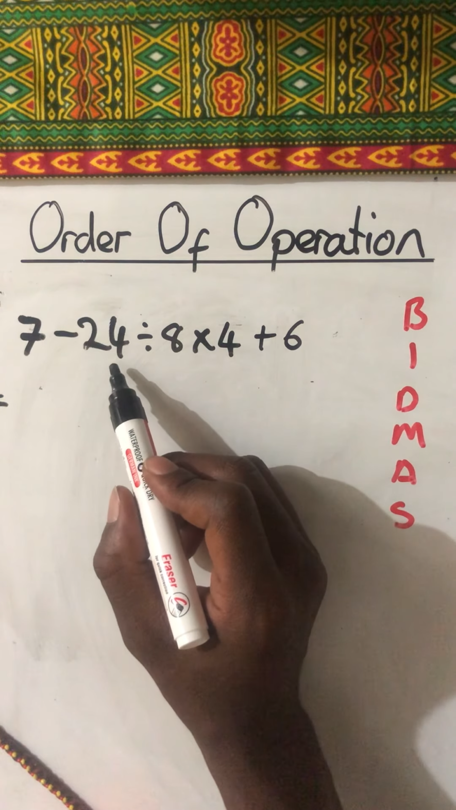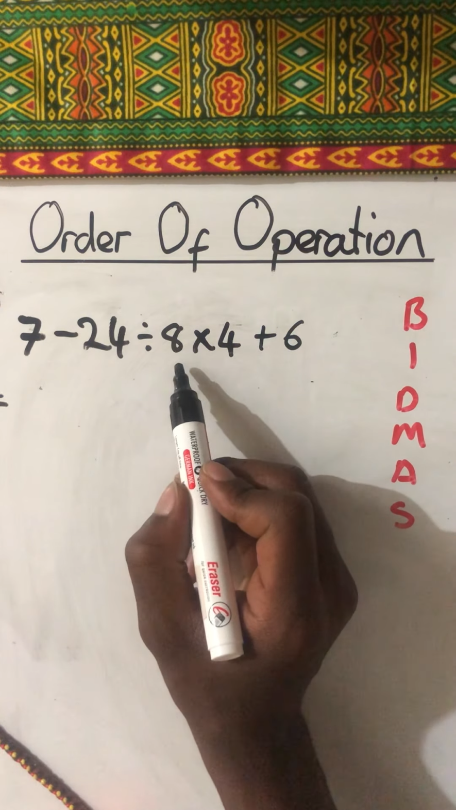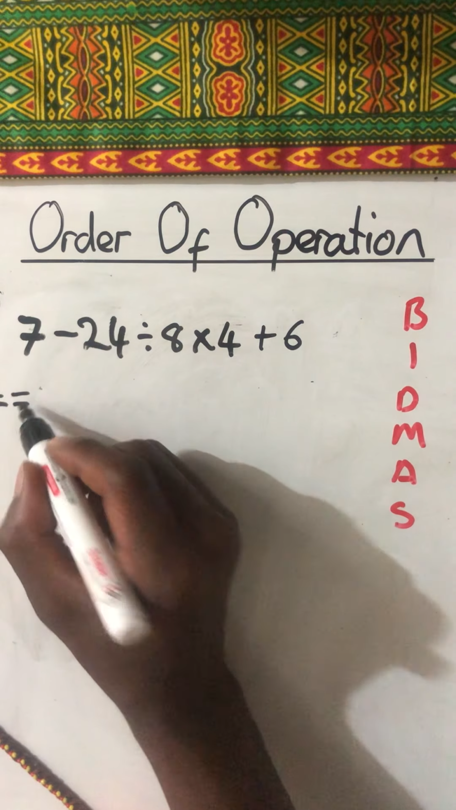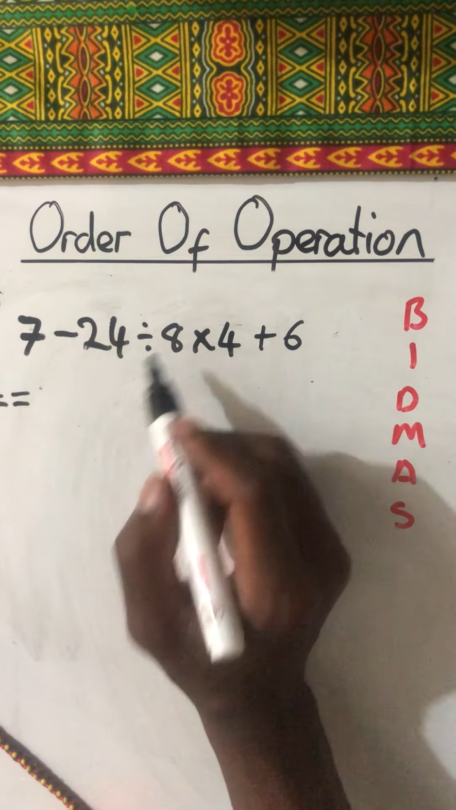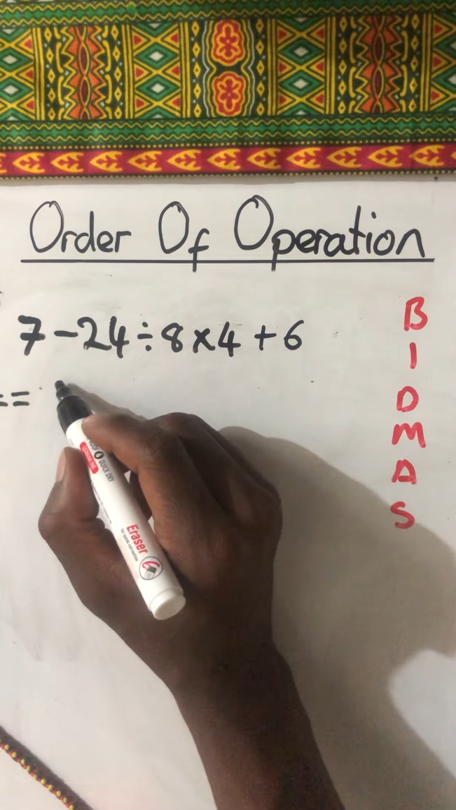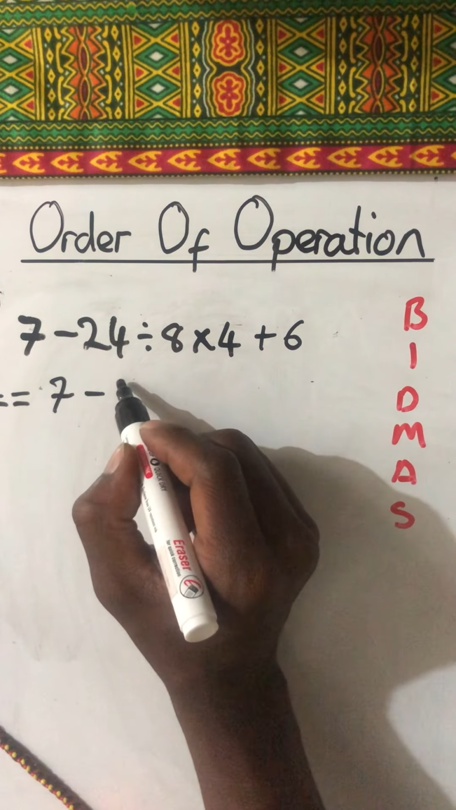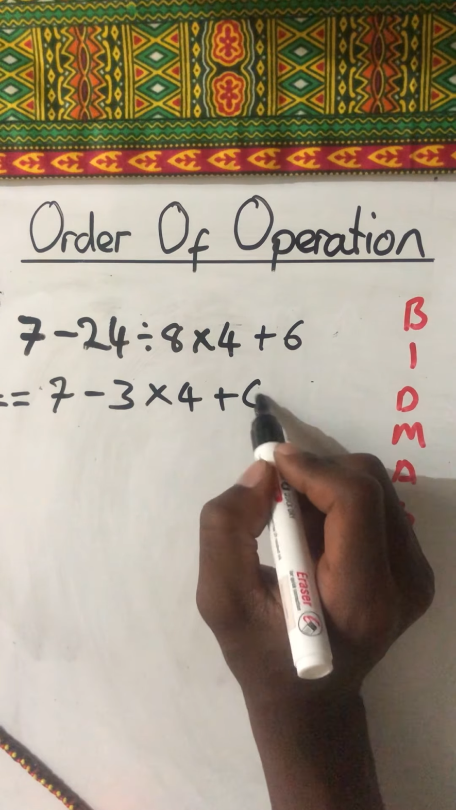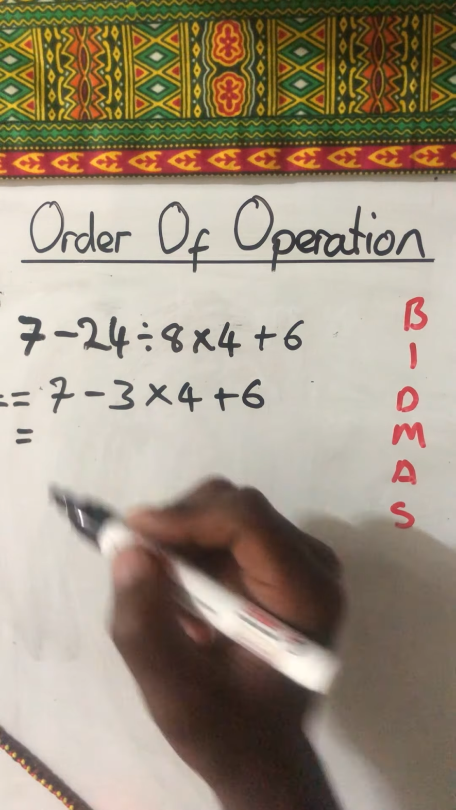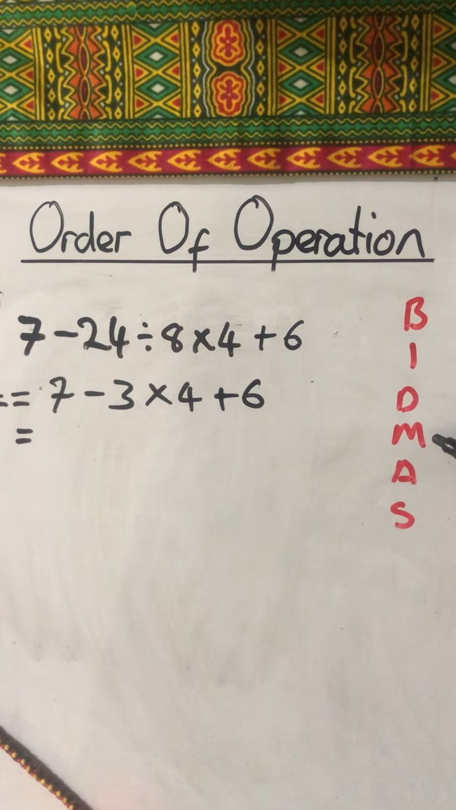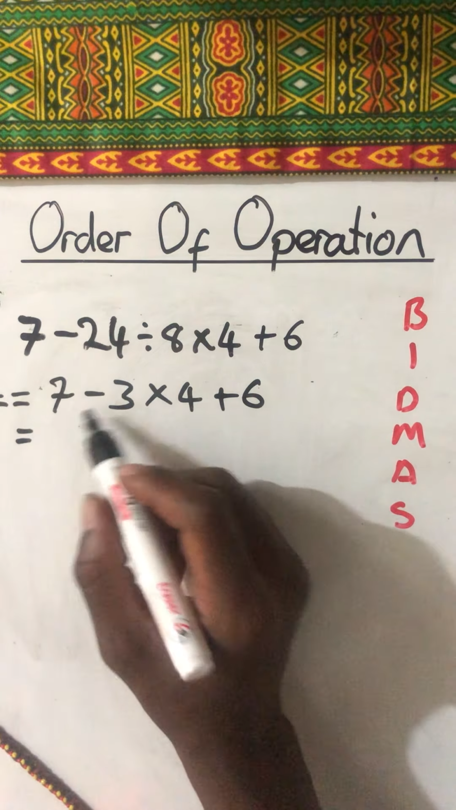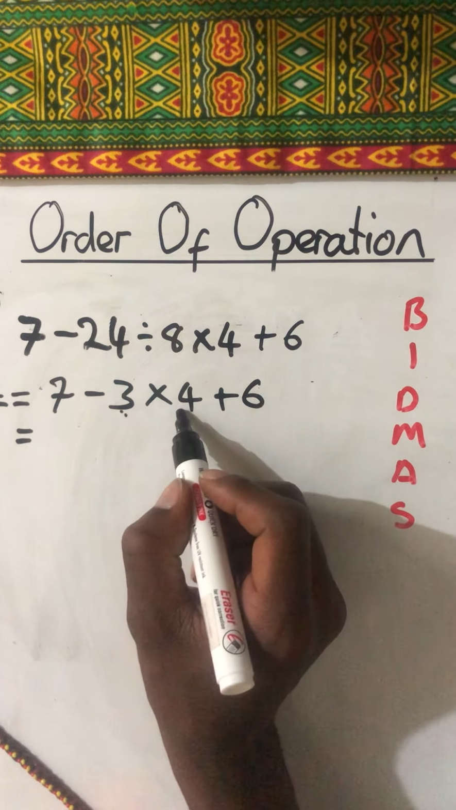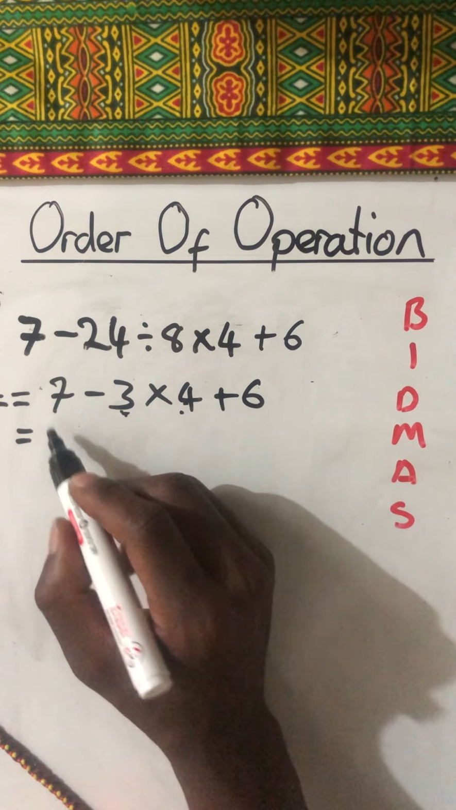We say 24 divided by 8, right? So we have equals to here. 24 divided by 8 will give us 3. So now we have 7 minus 3 times 4 plus 6, right? Now the next step in BIDMAS is multiplication. So we can see we have multiplication here. So 3 times 4 gives us 12.